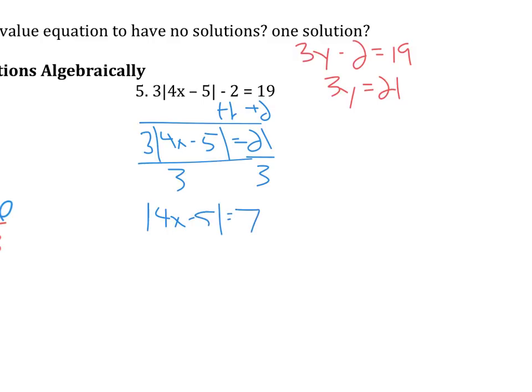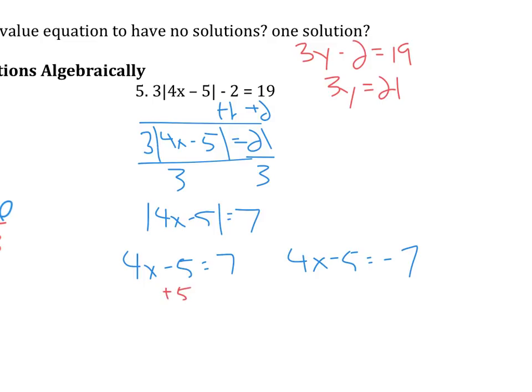Now, step 2 was write 2 equations. So I have 4x minus 5 equals 7. And 4x minus 5 equals negative 7. Notice the only thing that changes, positive and negative, is what I'm set equal to. My absolute value stuff, the 4x minus 5, stayed the same. From here, we're going to now solve for x.